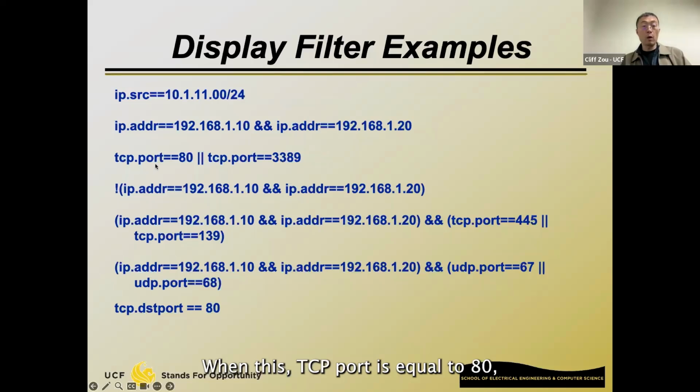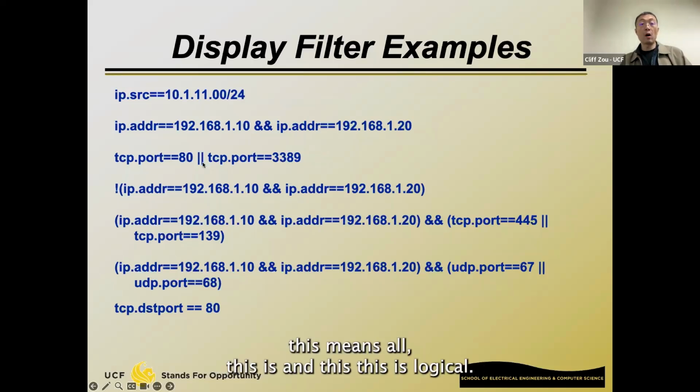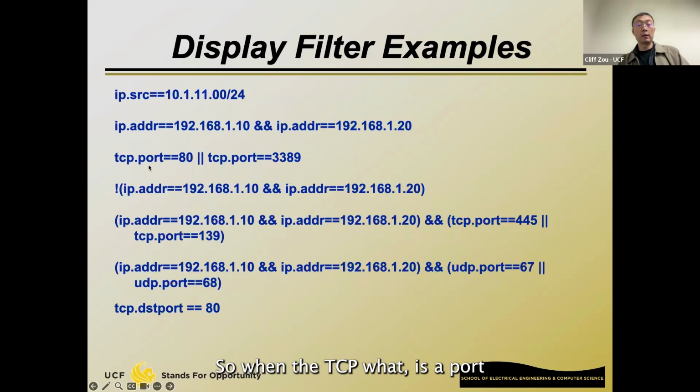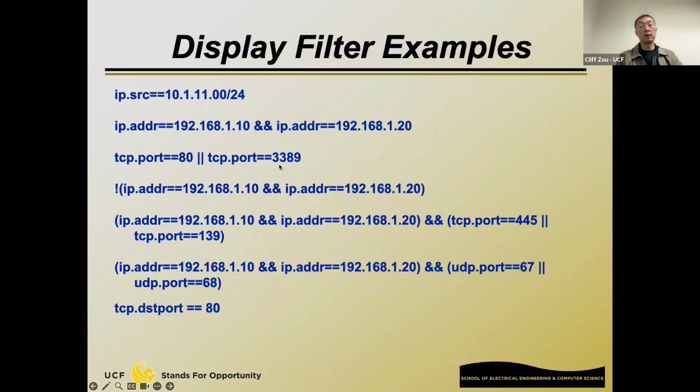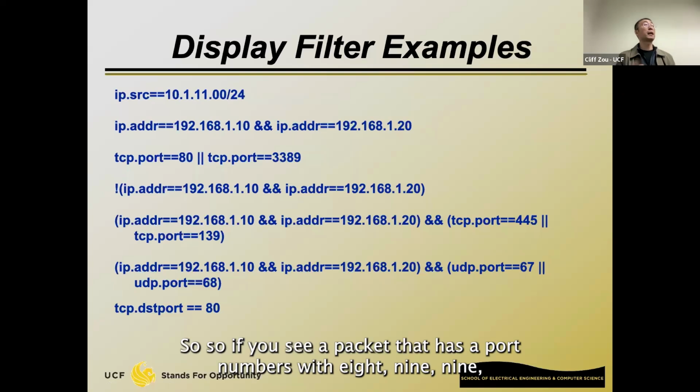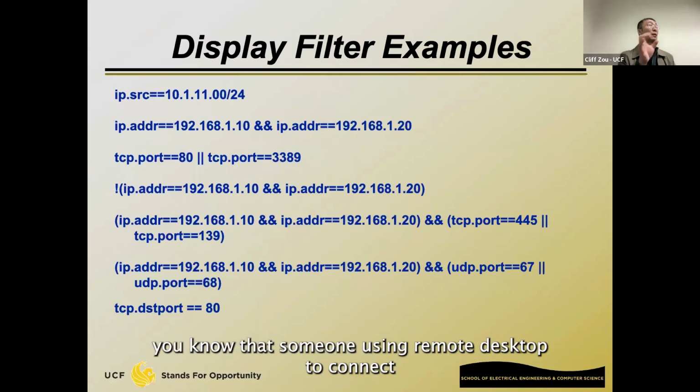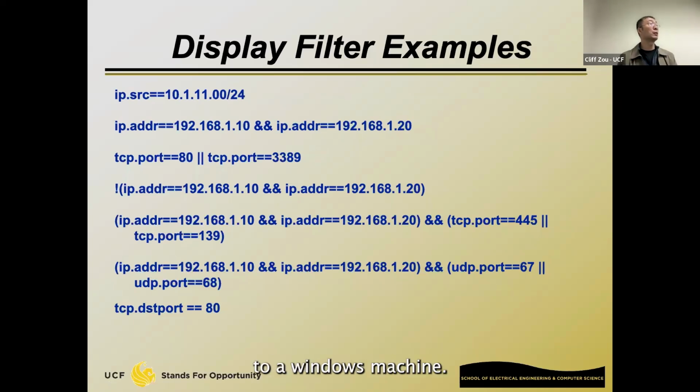When this tcp.port is equal to 80, this means all. This is AND. This is a logical operator. So when the TCP either port is equal to 80 or either port is equal to 3389. 3389 is used by Windows remote desktop. So if you see a packet that has port number 3389, then you know that someone is using remote desktop to connect to a Windows machine. This is the not operator. So you can combine them to generate much more complicated display filters.